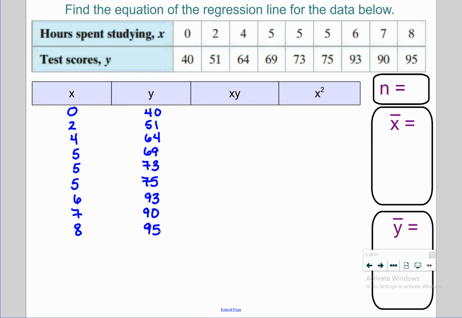Okay, and then in order to use these formulas, we're going to need the product of x and y in a column, and we're going to need x squared. We just don't need the y squared that we did yesterday.